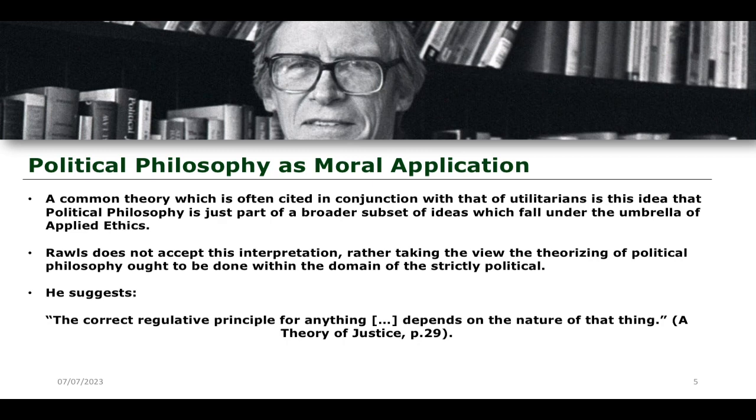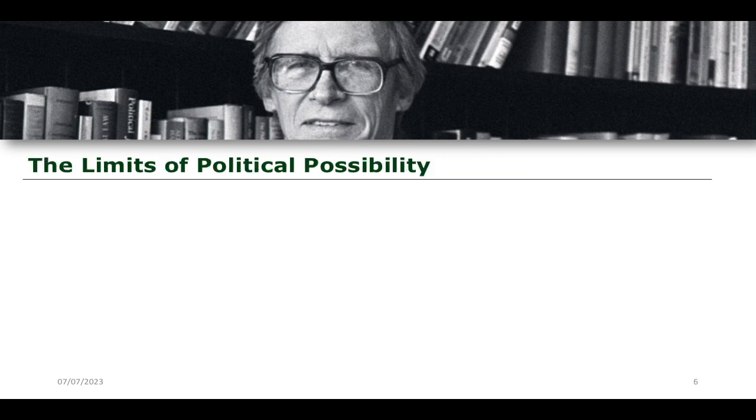And so, as a result of this, he doesn't like the idea of necessarily abstracting political philosophy as a broader moral application and as a broader understanding of ethics. He's actually very critical of utilitarianism in this regard. But instead, he views that we should take political philosophy to depend on the nature of the thing. So if we're theorizing about political philosophy, we're theorizing about politics. We're theorizing about things that are necessarily political. We're not going to try and abstract these things to other ideas.